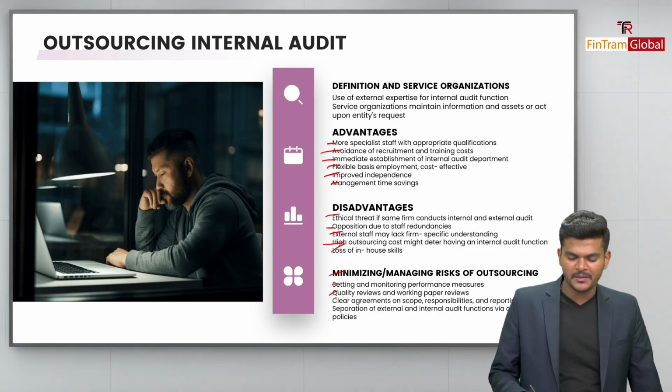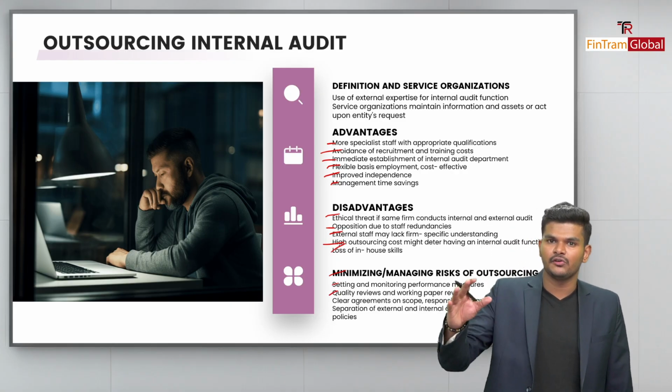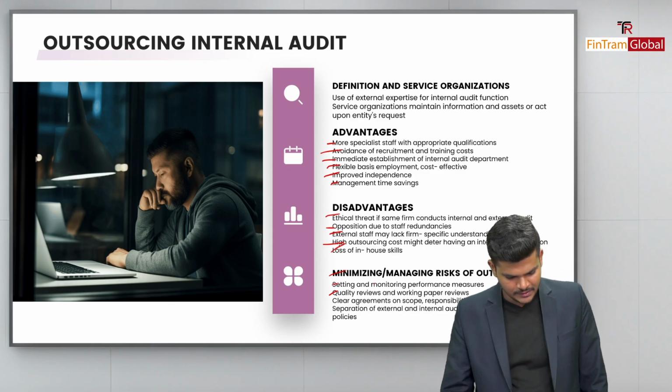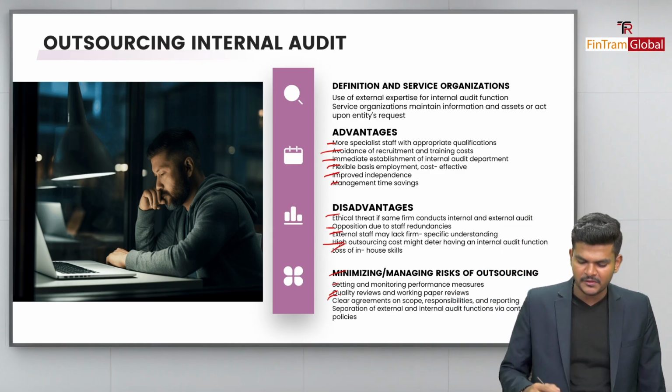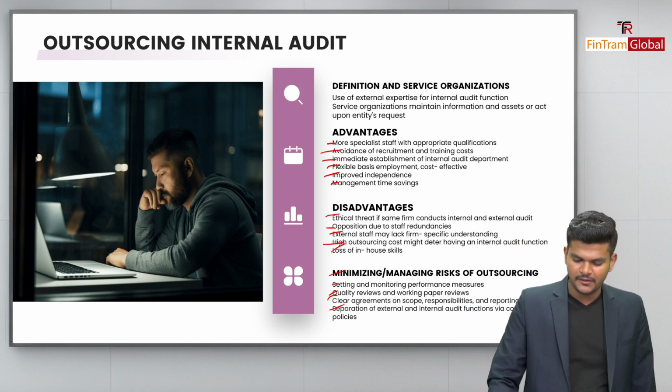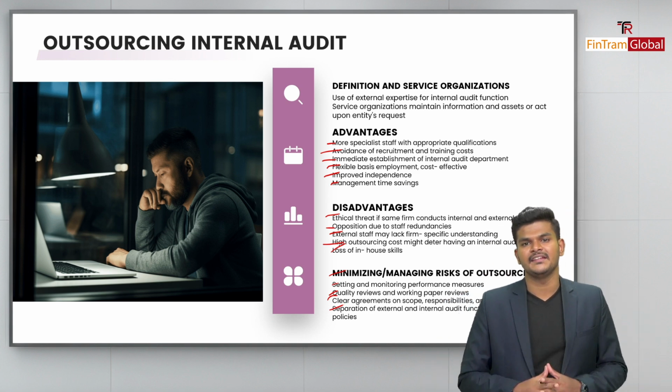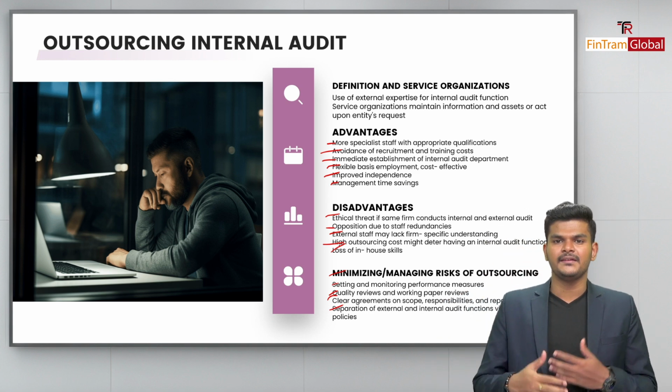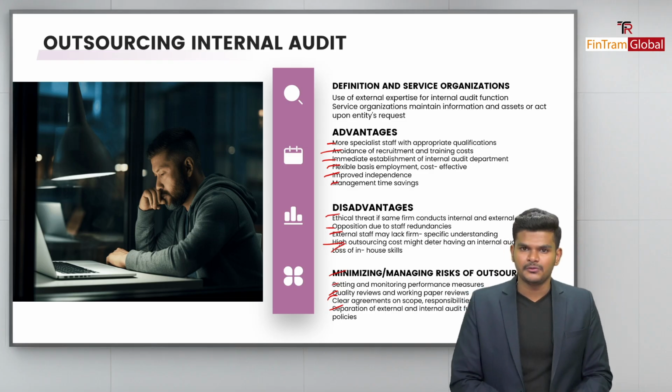Quality reviews and work paper reviews can be conducted to ensure that the internal audit team is doing an adequate amount of work. Clear agreements on scope, responsibilities, and reporting should be there. And then separation of internal and external audit functions can be there to avoid any ethical threats as well. Okay, folks, these are some ways in which we can minimize the risk of outsourcing.